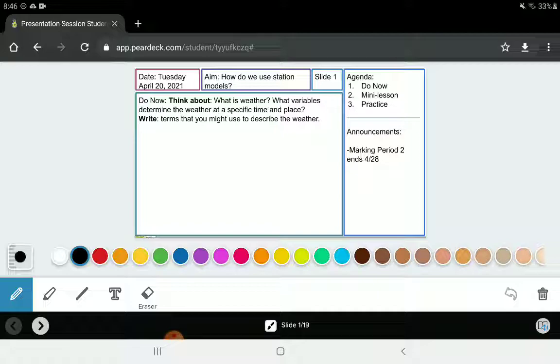We are learning about how to use station models. So, your do now is to think about it. What is weather? What variables determine the weather at a specific place and time? Then you're going to write terms that you might use to describe the weather. What are some words you might use in everyday language to describe weather?